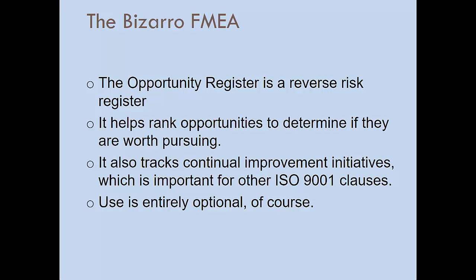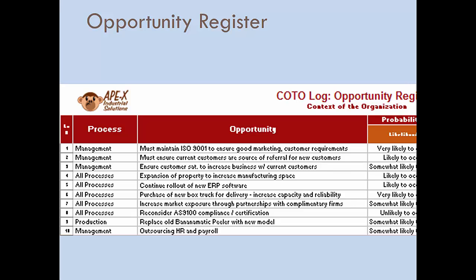This is a reverse risk register. It helps rank opportunities to determine if they are worth pursuing, and it also tracks continual improvement initiatives, which is important for other ISO 9001 clauses. And of course, this is all entirely optional. But this is what it looks like. Hopefully the graphics are a little better. But again, it looks just like the risk register, but it's kind of all backward.